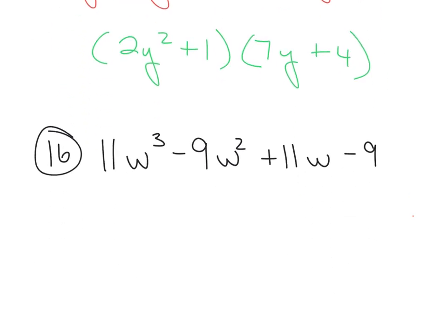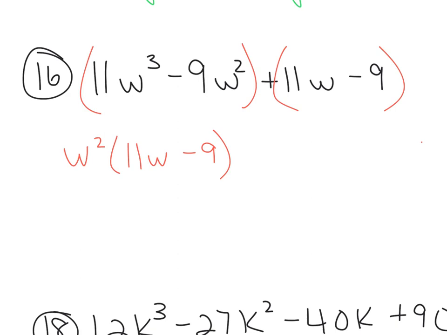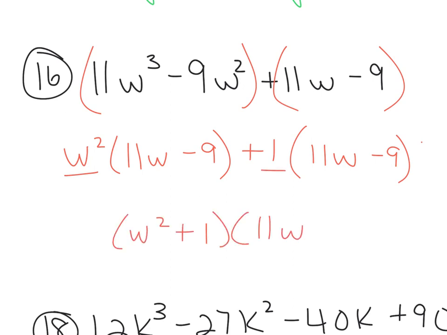Okay, number 16, same thing. We're going to group. So I'm going to go ahead and put these two together. I'm going to pull out w squared. And so I'll have 11w minus 9. Now in the second part again, all I can pull is the 1 out and get 11w minus 9. So again, my insides match, so I'm going to put together my two outsides and get w squared plus 1 and 11w minus 9. And that right there is my answer.